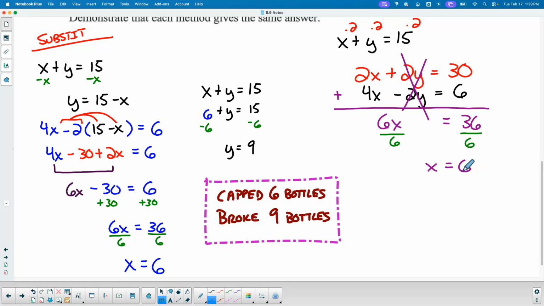6 bottles capped. Good so far. Plug it back into x plus y equals 15, which is the same as right here in the middle. X plus y is 15, x is 6. Now instead of having a blue 6, we have a purple 6, but everything else is the same. So we get 6 capped bottles, 9 broken bottles.